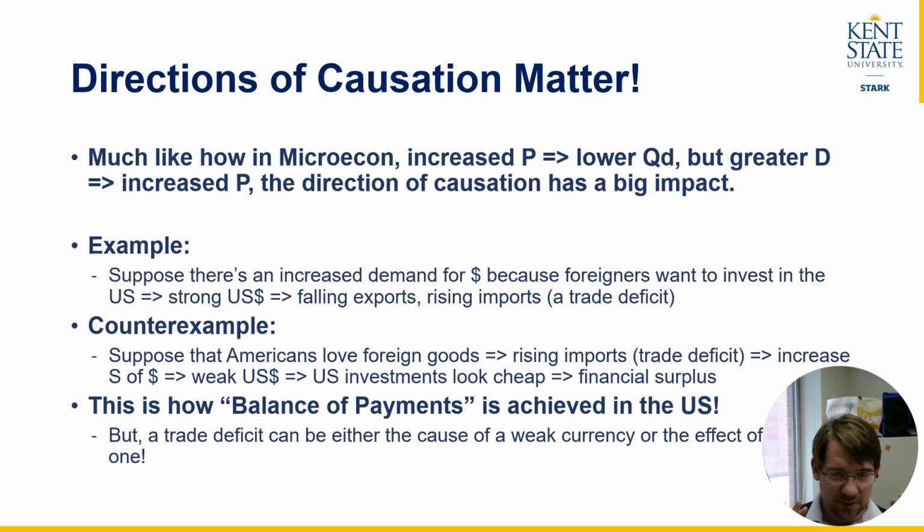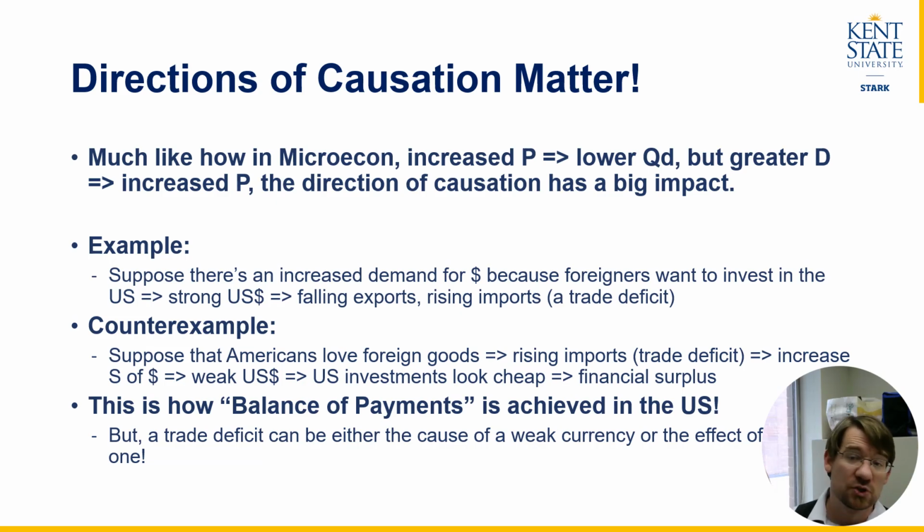Now, I wanted to just take a quick moment to talk about the direction of causation. Much like in microeconomics, we can reason two ways. One is to say if we have an increased price for a good, then quantity demanded will fall. That is, we respond to a higher price by demanding less of the good. However, if there's a greater demand for the good, this leads to an increased price. So this would be a shift in demand.